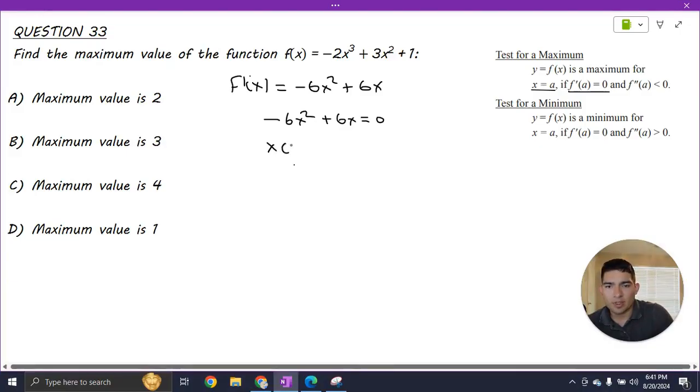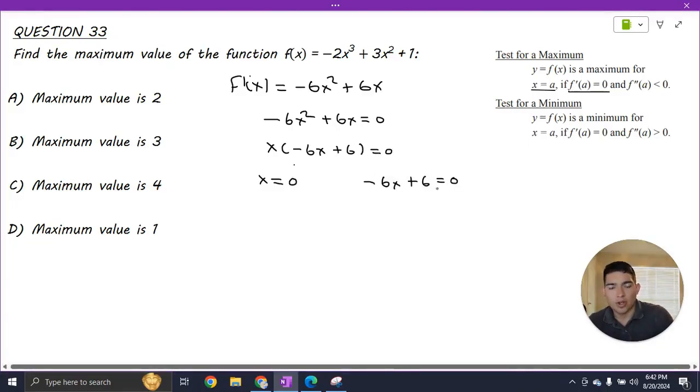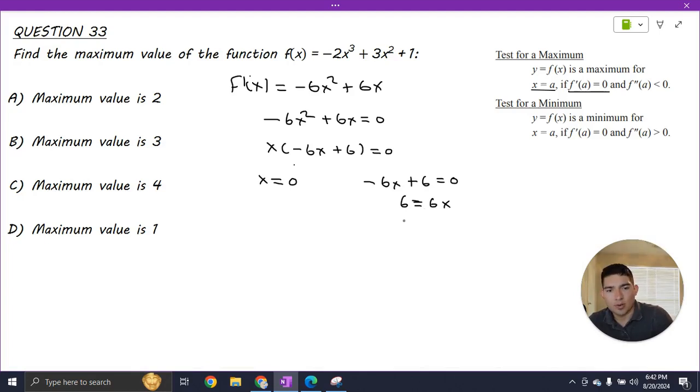Like we did in the previous problem, we can then factor out x, and we're going to end up with x times (negative 6x plus 6), all equal to 0. So again, we're going to have two different x values for which the derivative can equal 0. One of them is going to be x equal to 0. The other one is going to be solved by setting the inside of the parentheses equal to 0. So we're going to end up with this equation. If we solve for x, we're going to end up with x equals 1 as the other point where the derivative is equal to 0.